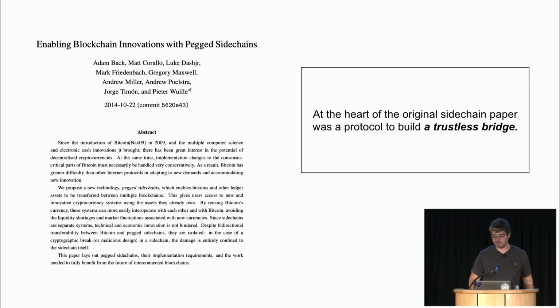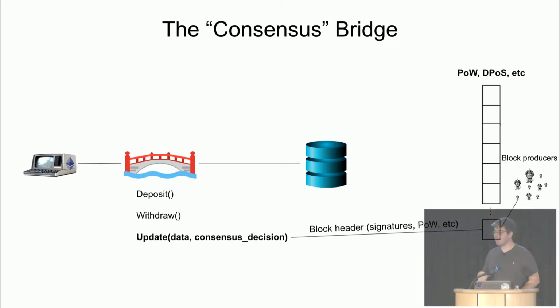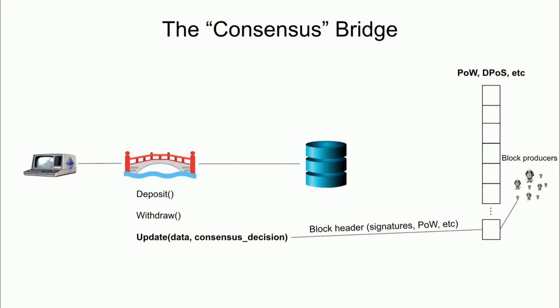Today, if you're going to reclassify this, I would call it the consensus bridge. The idea is that there's this other experimental blockchain with its own consensus protocol, then the bridge, which may sit on Ethereum, is just checking any decision made by that consensus protocol. The classic example is proof of work. Maybe on Bitcoin, there's a new block. You take that block header with the proof of work and send it to the bridge on Ethereum. Ethereum will check the proof of work and say, yep, it's a valid block, and then process it.